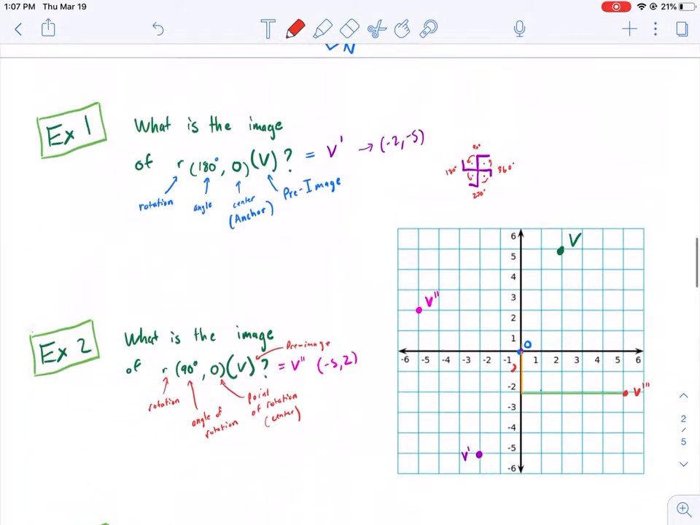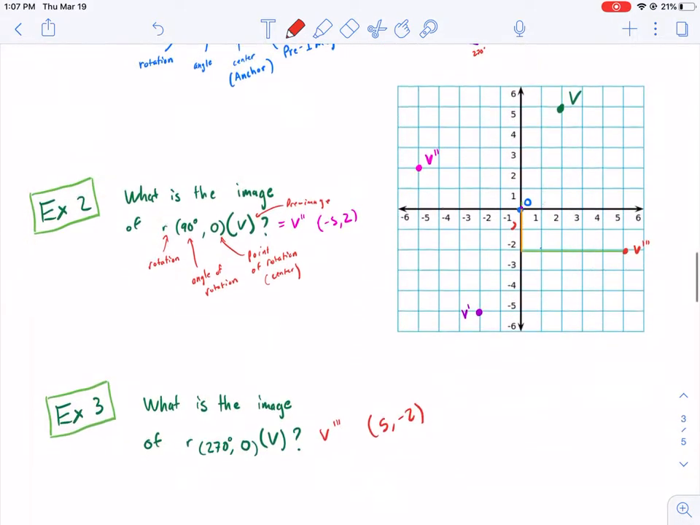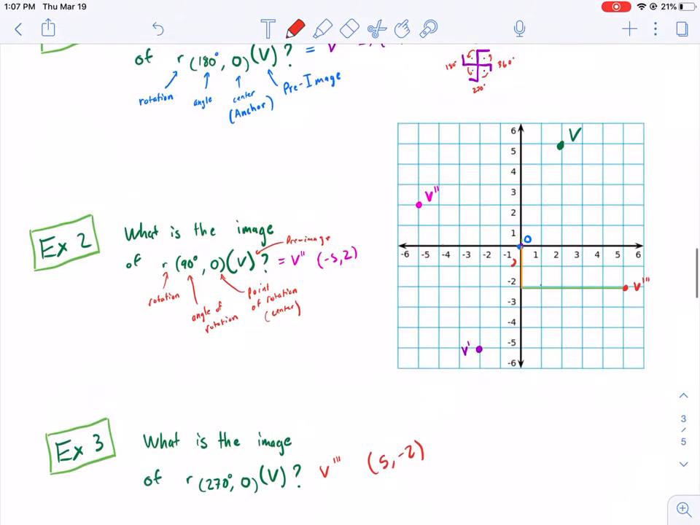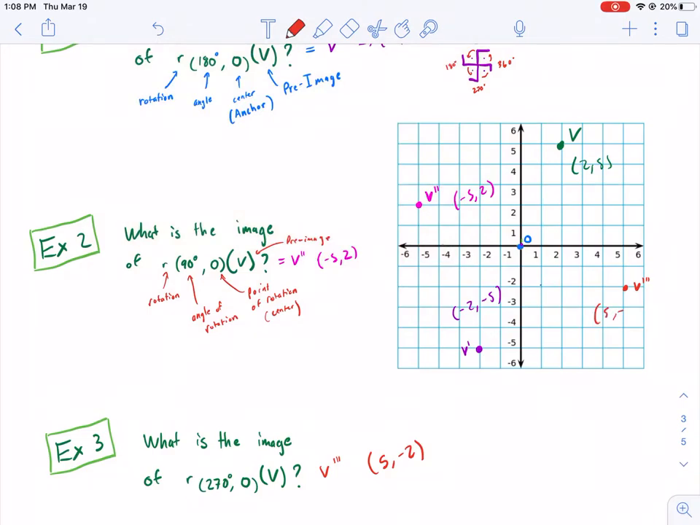We already figured out this rotation, for example, 1, 2, and 3 of rotating V. And we discovered that this original point, which is 2, 5, rotated 90 degrees to become -5, 2. Rotated 180 degrees to become -2, -5. And then rotated 270 degrees to become 5, -2.